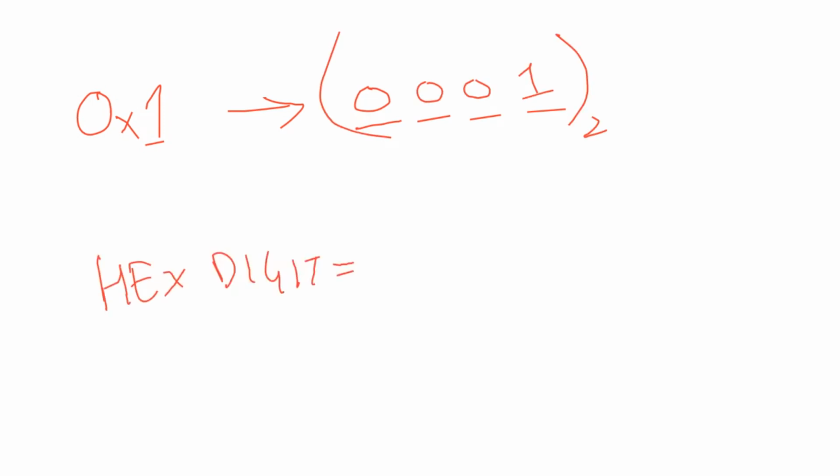So let's say if you have 1 hex. To represent hex in binary, you need 4 digits. So you have this. Okay. So 1 hex digit takes 4 binary digits.